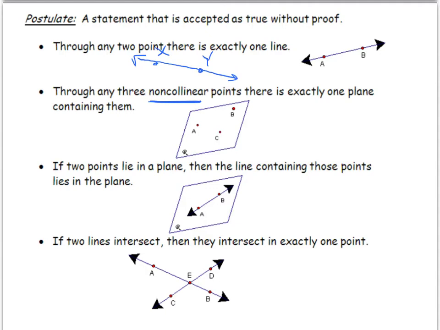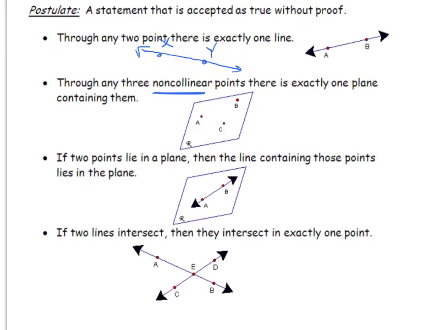The last postulate in this section is, if two lines intersect, then they intersect in exactly 1 point. So no matter how many times you try to draw two lines out, if they are going to touch each other at their intersection point, which is point E here, they have to intersect in exactly 1 point.